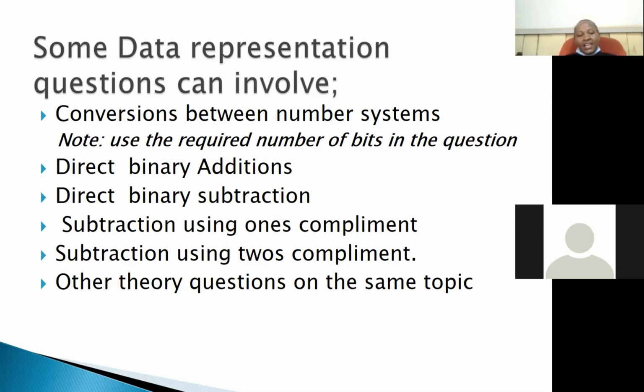Then again here, you should expect other theory questions, like for example, what are the encoding schemes, advantages of binary, and you should even be able to explain the number systems. For example, a question like, explain or describe the octal number system. You should be in a position to mention the number of bits used to represent a digit in the octal number system. You can also say that the digits in the octal number system range from 0 to 7.